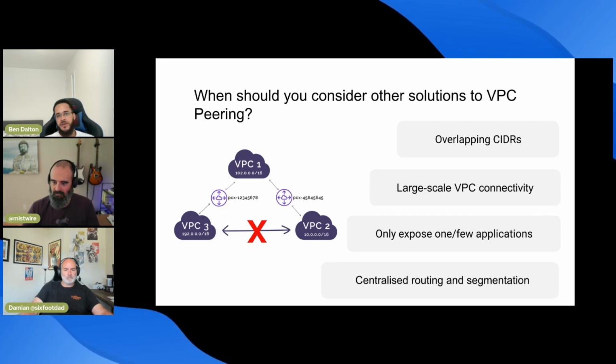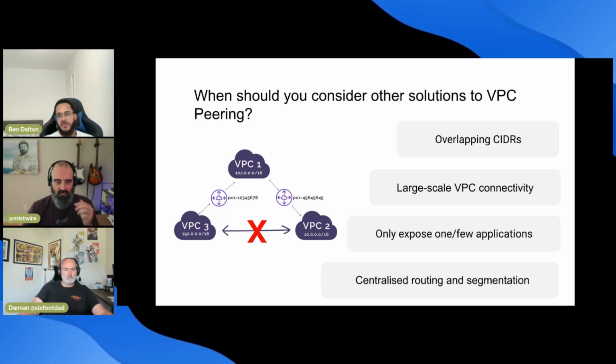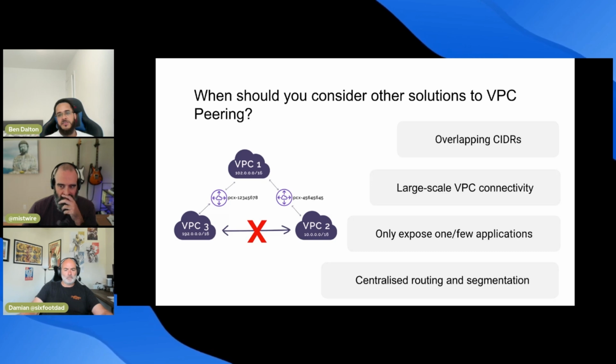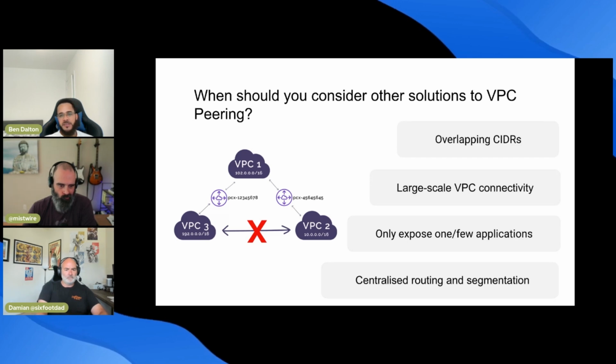In that scenario, you may consider something like PrivateLink, for example. PrivateLink tackles two problems. One, if you want to connect directly to another resource or application in another VPC, and just that one. And two, if your VPCs have overlapping CIDRs. VPC peering is not possible when you have overlapping CIDRs, so that's another limitation, and PrivateLink can help you solve that problem.